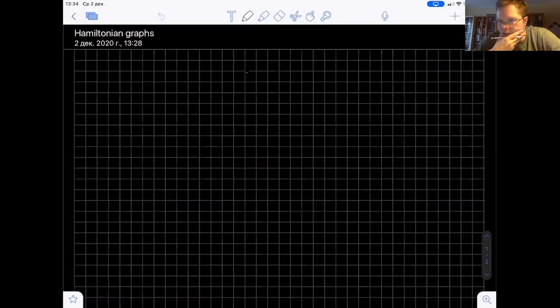So today's topic is Hamiltonian graphs, and it is maybe a little bit more. On one hand it's a little simpler than Euler graphs, and on the other hand it will be a little more complex. So the easiest part is that we don't need the difference between circuit and cycle, because it will be the same.